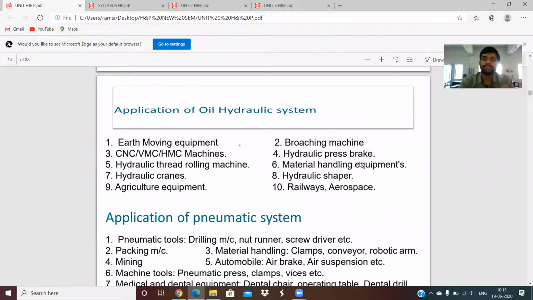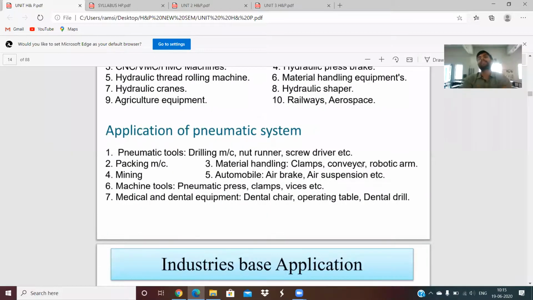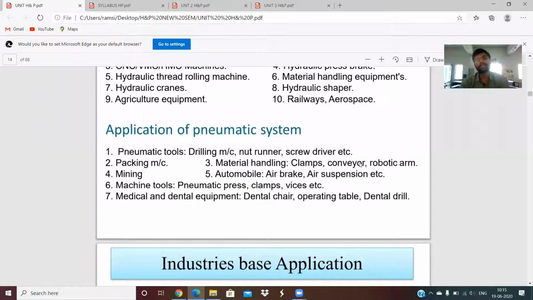Then these are the applications of the oil hydraulic system. You know that various presses we are using in industrial life, pneumatic press, hydraulic press, all of those have applications of the subject, hydraulics and pneumatics.